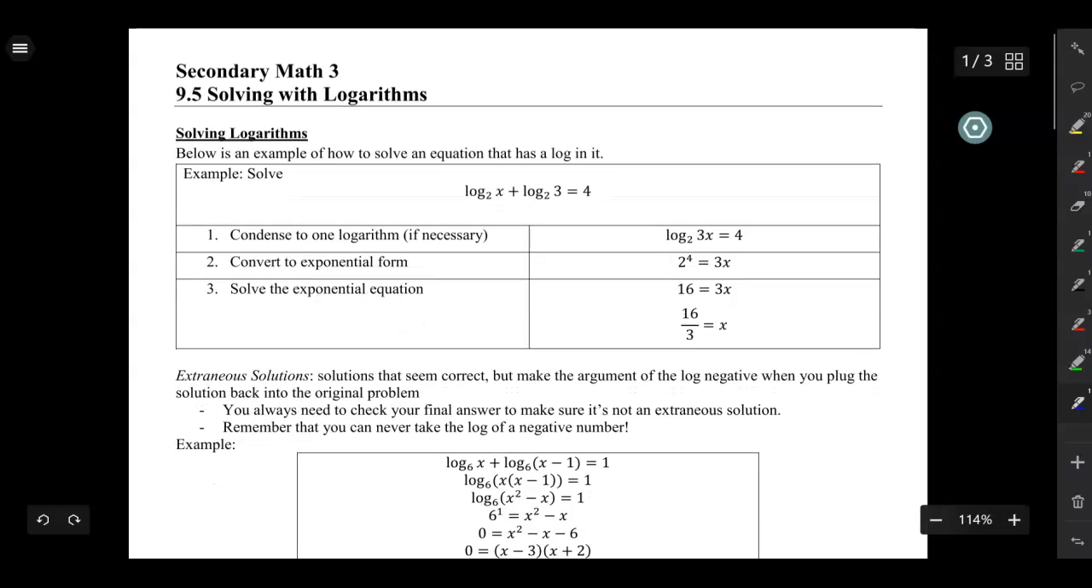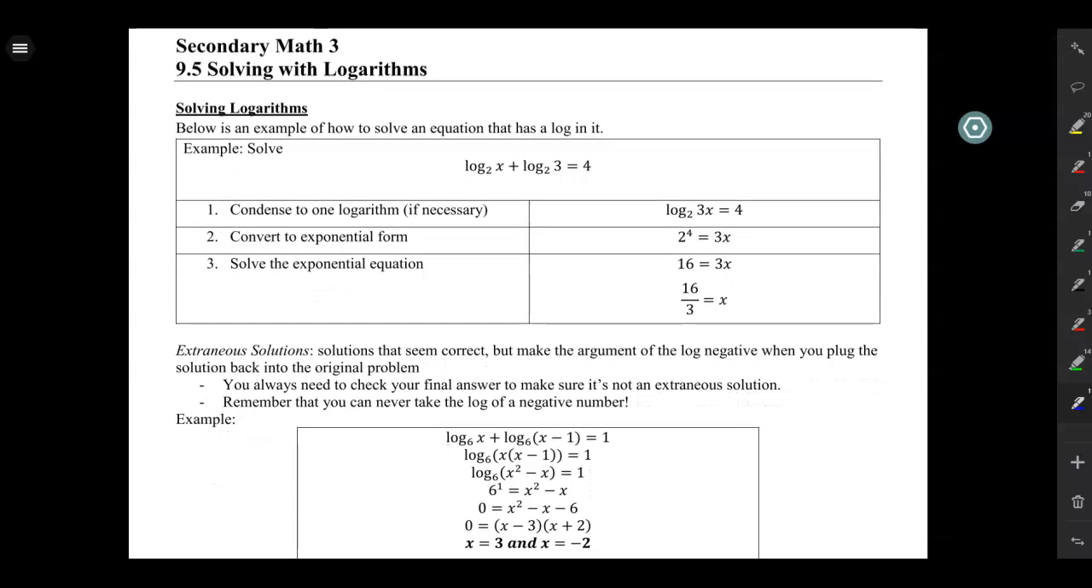Now, one thing to be cautious of is something called extraneous solutions. Extraneous solutions are solutions that seem correct, but they make the argument, or the inside of the log, negative. Remember, you cannot plug any negative numbers into a logarithm. So whenever we're solving a logarithmic equation, at the end we need to make sure that none of our answers are extraneous solutions. And you do that by checking your answer, by plugging it back into the log.